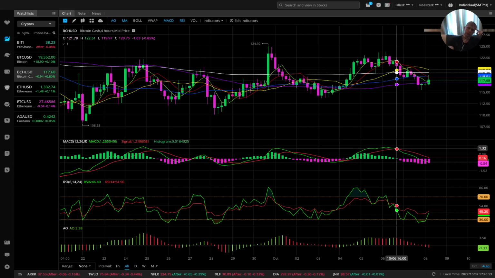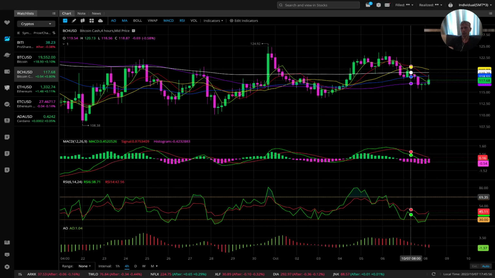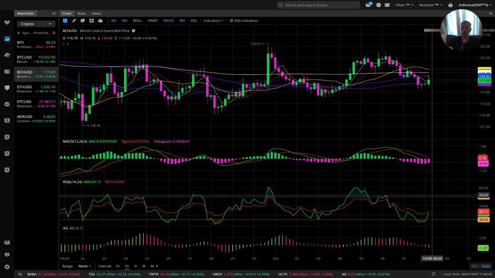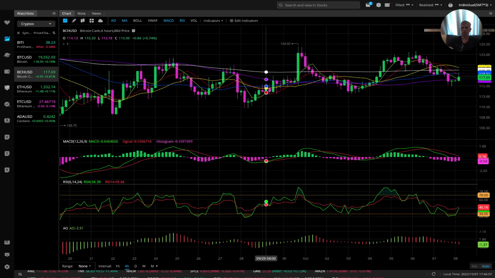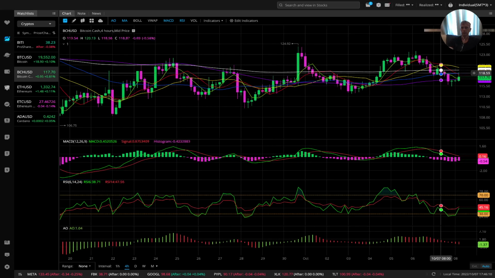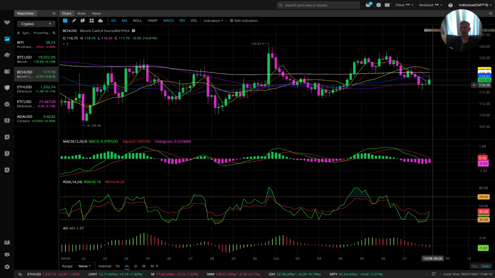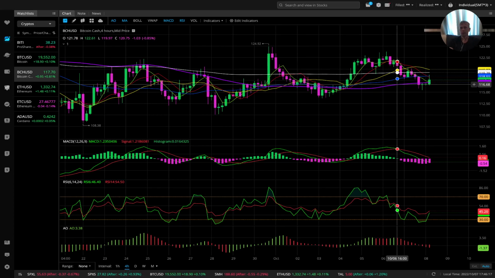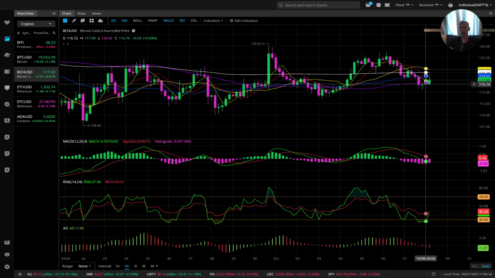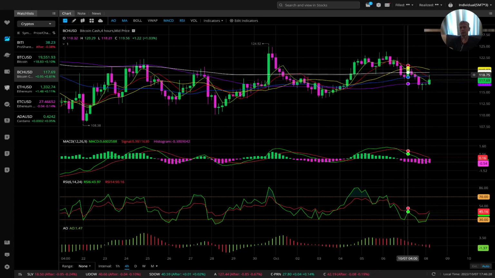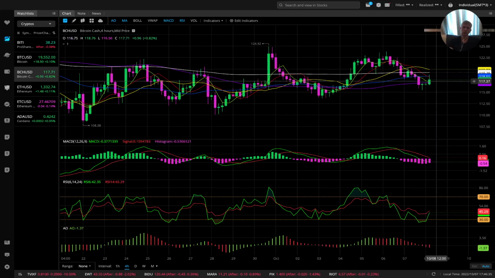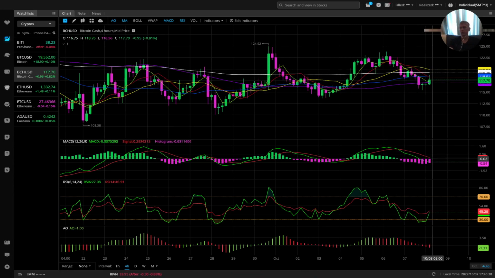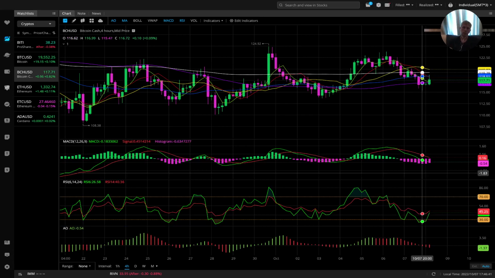4 hours is in a bearish trend on MACD, on RSI, on awesome oscillator, on all indicators. The last bar is at MA100, it could be a resistance or a support to bounce from. Looks like it did bounce. We'll see if it can handle it. But it's below MA200, MA20, MA50. It's all bearish on all indicators.